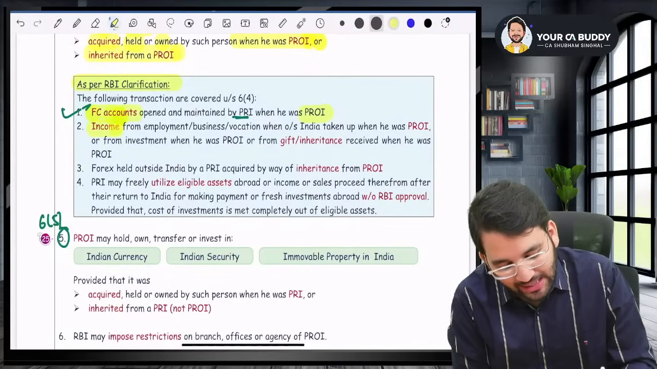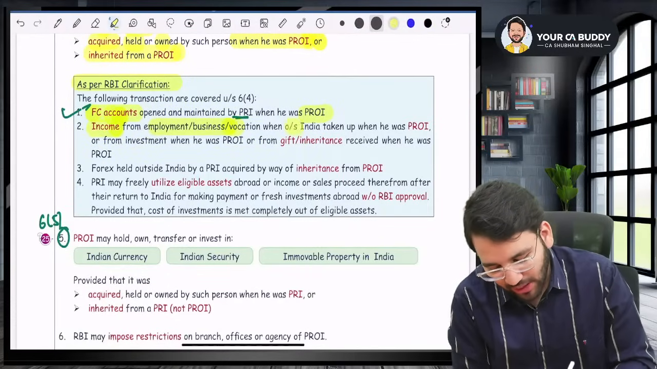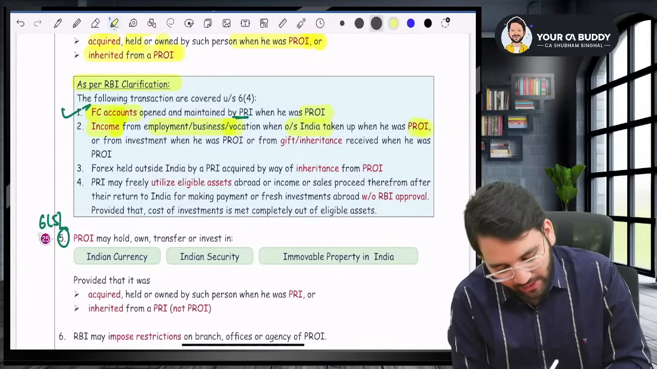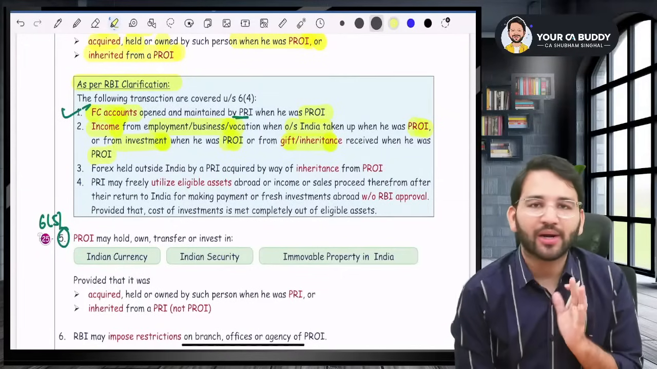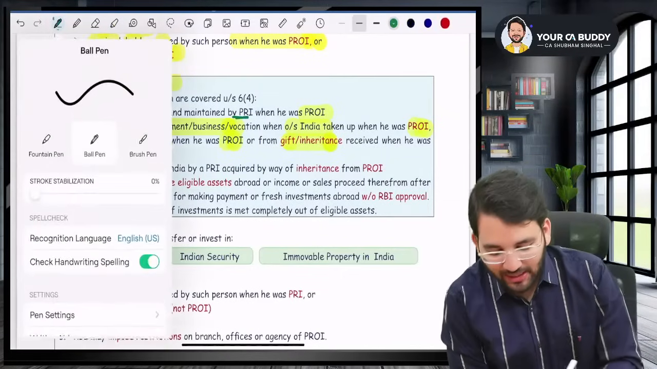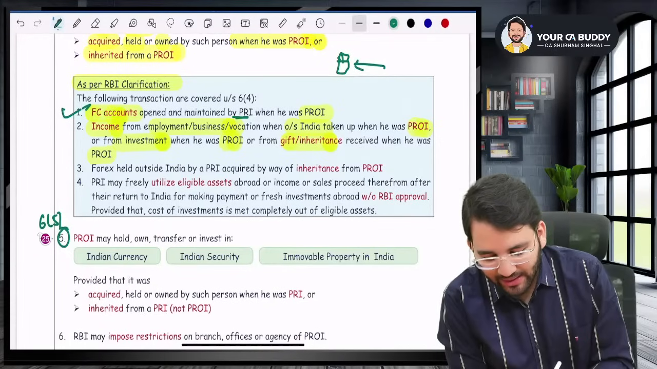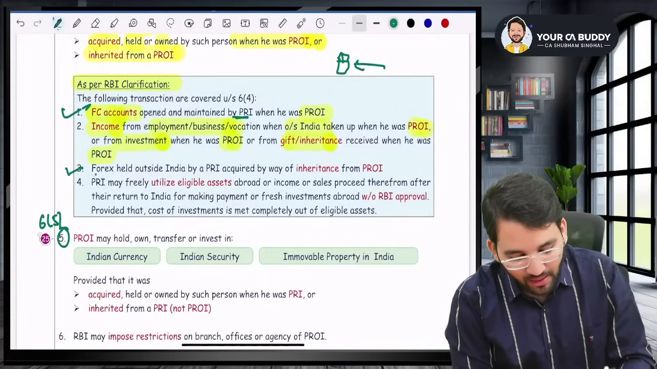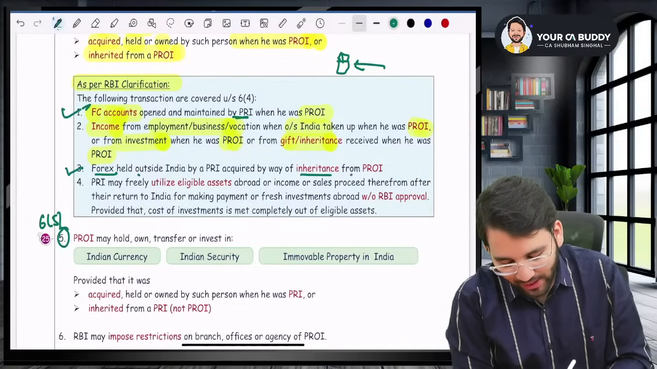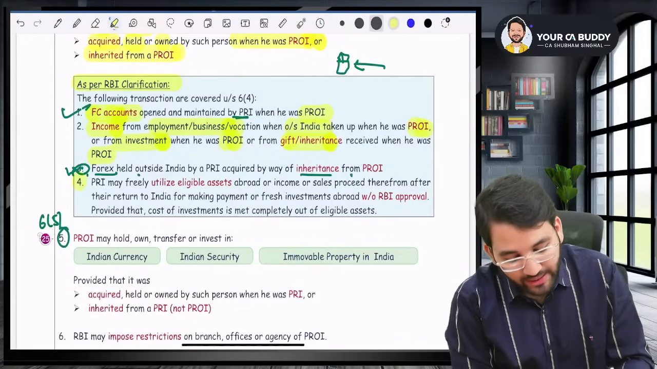Number two, sir, any income from employment, business, vocation outside India when he was a PROI, or from investment when he was a PROI, or from gift or inheritance, will all continue. Sir, if I had a property and from that I am getting rental income, I will still continue to get rental income. No one can stop me. Number three, forex held outside India, acquired through inheritance. You can drop number three, read number four.